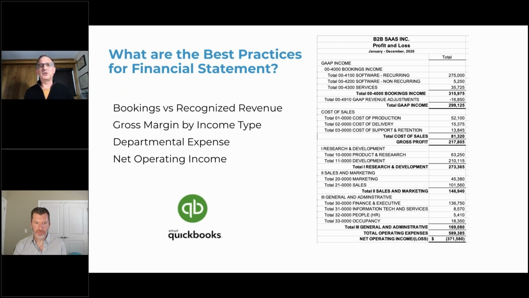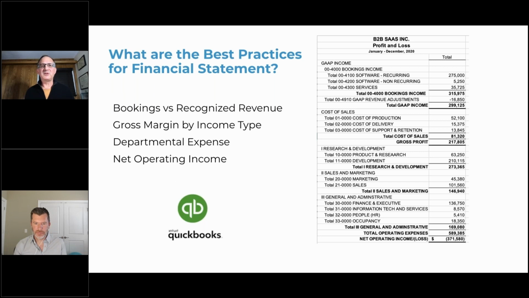You show your gross bookings, whether it's recurring software, services, or non-recurring software like setup fees or something like that. And then below that, you have a single line item that says, here's what we need to adjust it for GAAP, and here's what our book income, or our GAAP income, is.